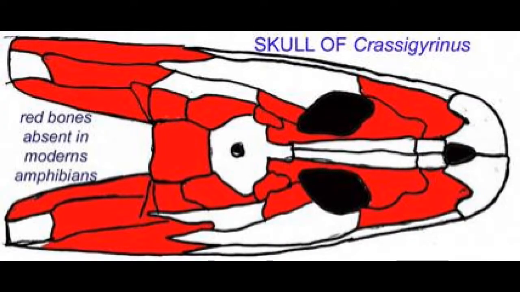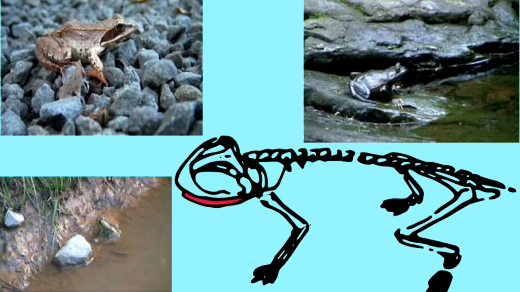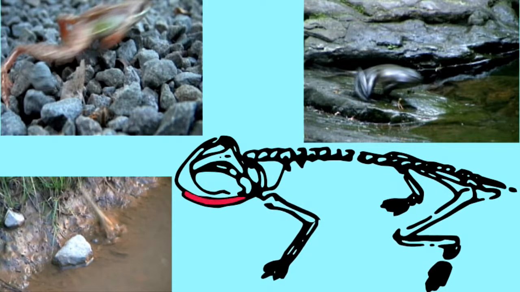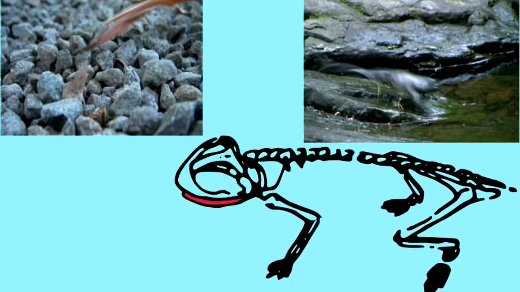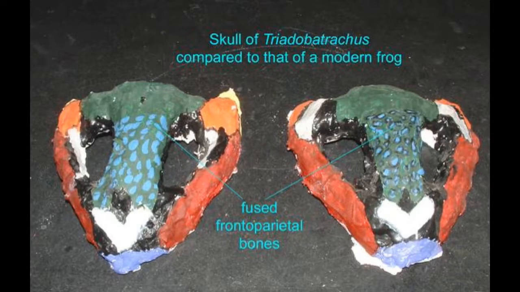For example, many of the ancestral tetrapod skull bones are absent in the skulls of modern frogs. Modern frogs have skulls which are quite distinctive. They are quite wide, for example. And many of the distinctive features were actually present in the cousins of frogs, such as Triodobatrachus from the Triassic period.